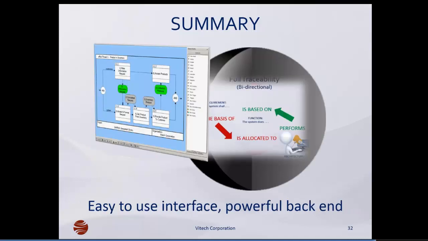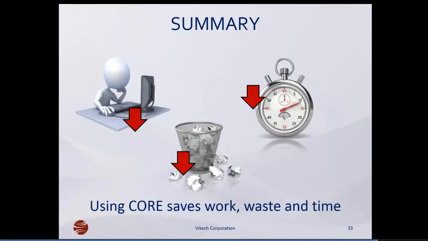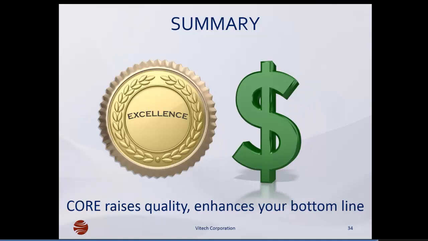So what we have is an easy-to-use interface on the front end coupled to the single repository, the powerful database on the back end. And that saves work, it saves waste, and it saves time. And the bottom line here is that CORE both raises the quality of your final product and enhances your bottom line while it does it. And some of the things we've talked about today in this business case summary, there are only 3 or 4 of 5 of the attributes in the new Core 9 that really contribute to this business case, saving time, effort, and money. This has been really good today.